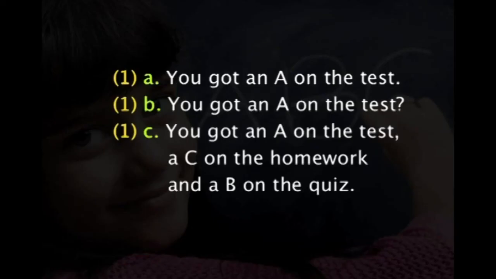Let us look at the example now. Example 1a: You got an A on the test. Versus example 1b: You got an A on the test? Now, in the first utterance, 1a, it was a statement, but in 1b, you can clearly identify with the tone that it is a question. Let us look at example C: You got an A on the test, a C on the homework and a B on the quiz. Notice the change in the meaning by changing the tone.